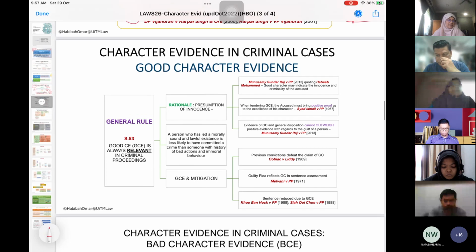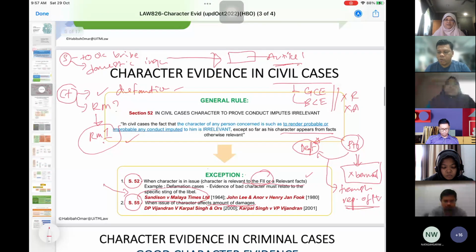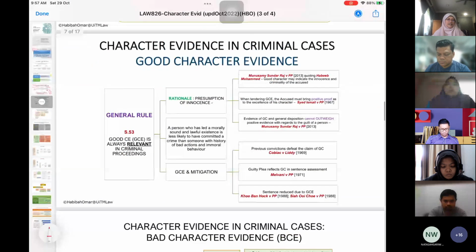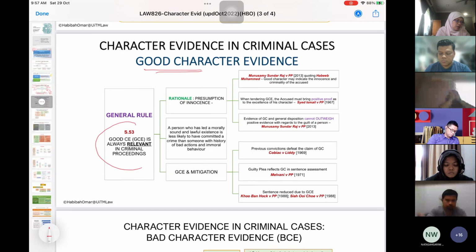So this will be the position of character evidence in civil cases. Now let's look at character evidence in criminal case. Ya, tadi I tengok kat you. Okay, yang paling penting you kena tengok case you, case civil ke case criminal. Sekarang kita masuk dalam case criminal. We're talking about good character evidence. As the general rule, tadi kita dah baca section 53. Good character evidence is always relevant in criminal proceeding. Maknanya, dia adalah plus factor untuk kita beritahu kat court, kita orang yang baik.